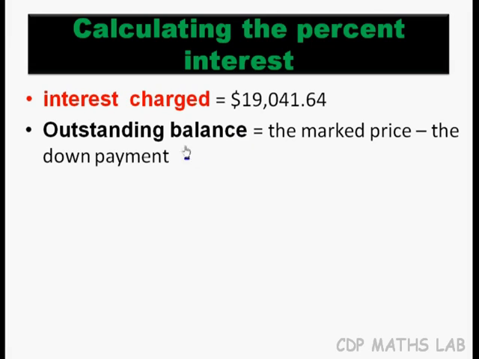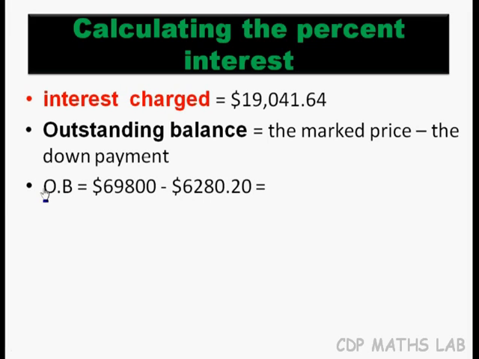And the outstanding balance is equal to the marked price and the down payment. In other words, outstanding balance means how much more you owe, because when you pay a down payment, it simply means that you have some more money to pay. So what we're trying to work out here is the amount of money that is left for you to pay. Do you understand? Good. So the outstanding balance is equal to the marked price subtract the down payment.